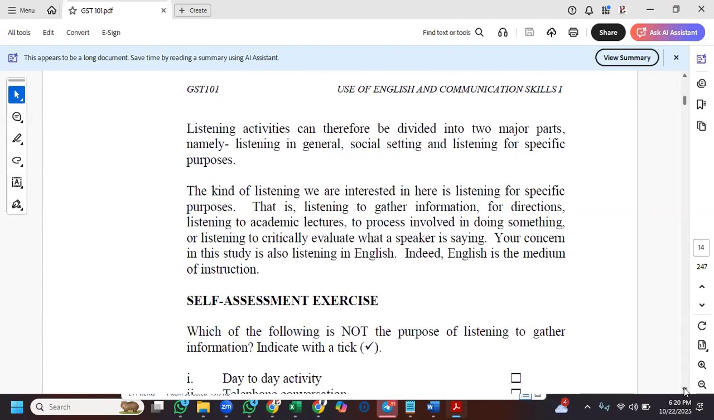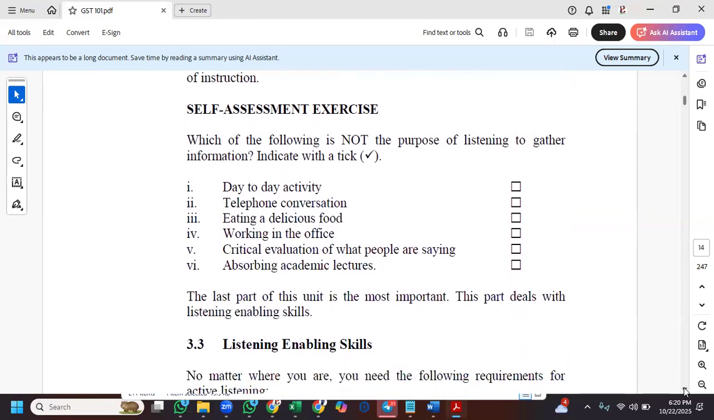Because your purpose will drive you to think further than what the person is actually saying, and it will breed some questions. So now, listening to gather information is what we are here to do. Your concern in this study is also listening in English. Indeed, English is the medium of instruction, so you should know that.